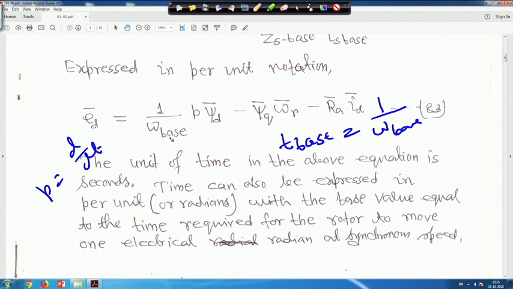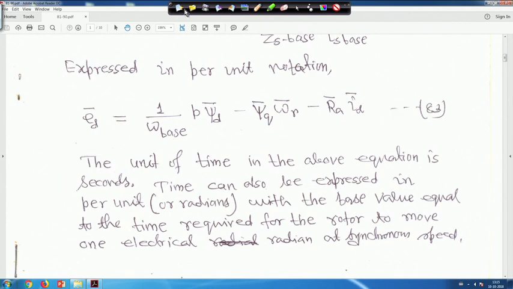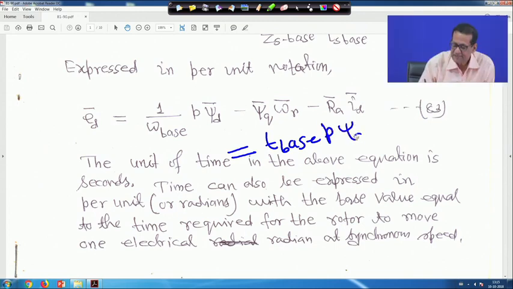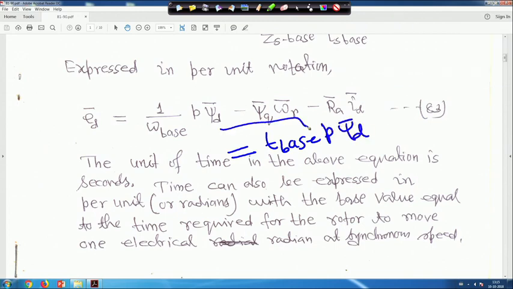That means this equation I can write like this: T base instead of 1 upon omega base. Only this term, later you will know everything. This is P, then psi d bar. Only this term I am writing, right?